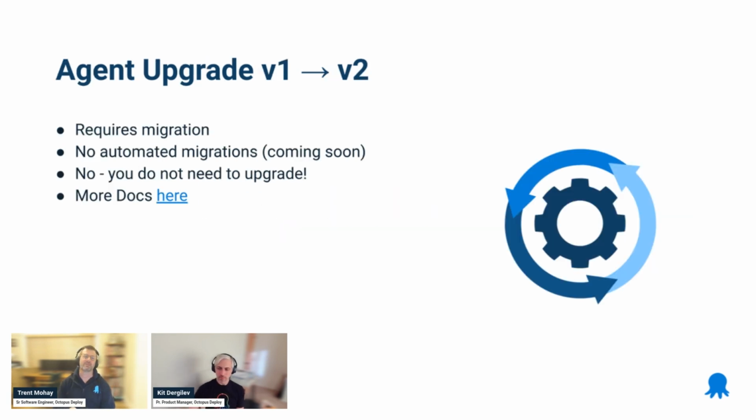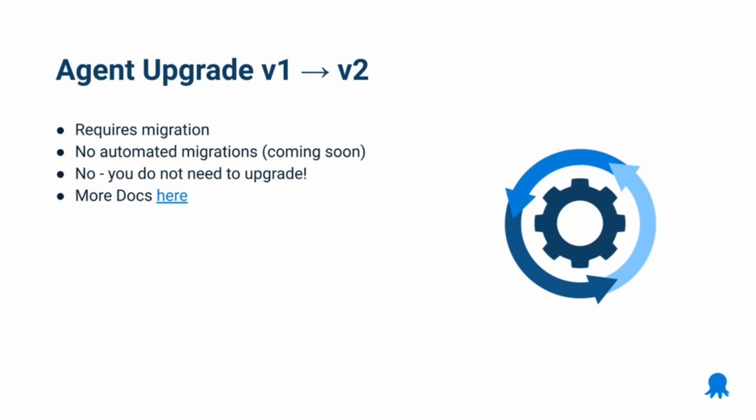Agent upgrade V1 to V2. Okay, so agent V1 is where it's just a deployment target. It didn't have any worker capabilities. V1, V2, we're talking about the version of the Helm chart. Sorry. So V1, it was just the deployment target. It had none of this worker capability.